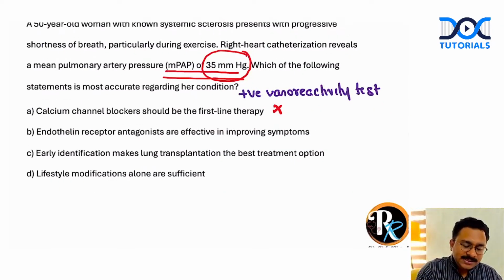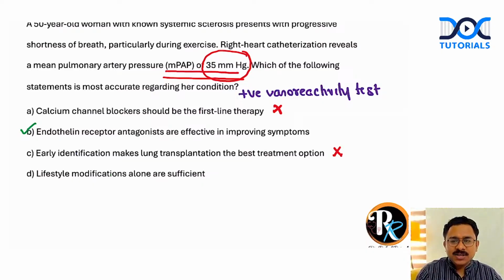Next, endothelin receptor antagonists are effective in improving the symptoms is a correct option, especially when you give it with drugs like phosphodiesterase 5 inhibitor. Bosentan combination is often useful in improving the symptoms. Next, early identification makes lung transplant the best treatment option. Again, is a false statement, because even if you identify early, that doesn't mean that immediately the patient has to be taken for lung transplantation.